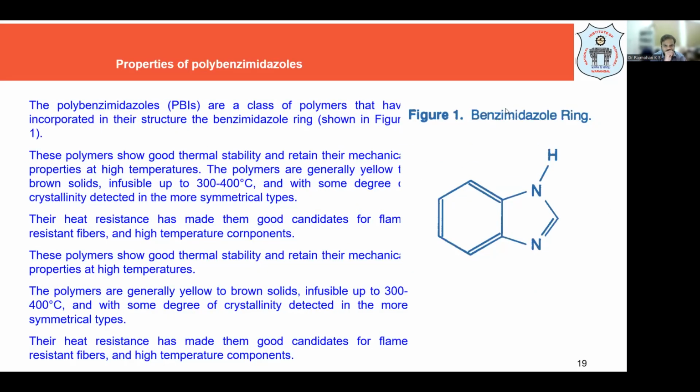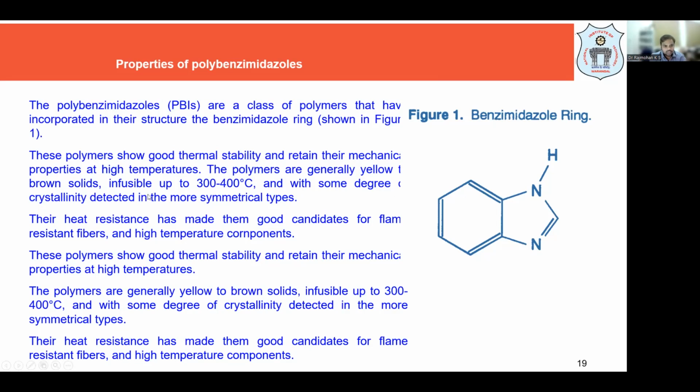Okay. So what is this polybenzimidazole? Polybenzimidazoles are actually a class of polymers which have incorporated in the structure the benzimidazole ring. So you can see this benzimidazole ring where you have N, NH. Okay. So that is the polybenzimidazole. Actually they show very good thermal stability, and they are able to retain their mechanical properties at high temperatures.